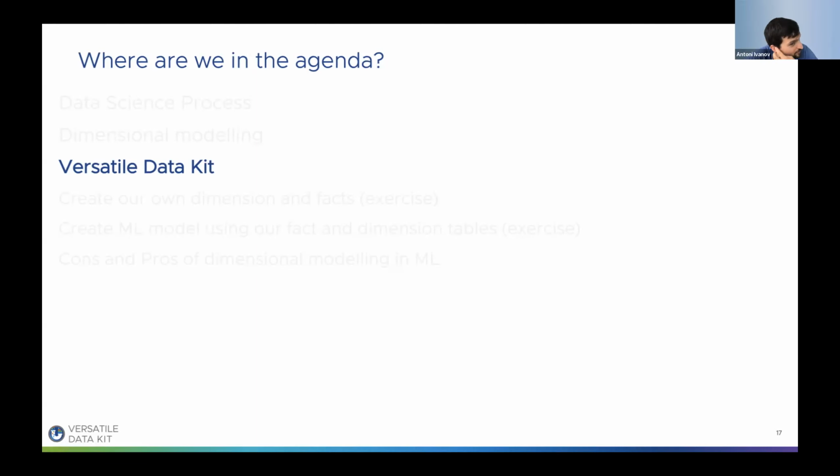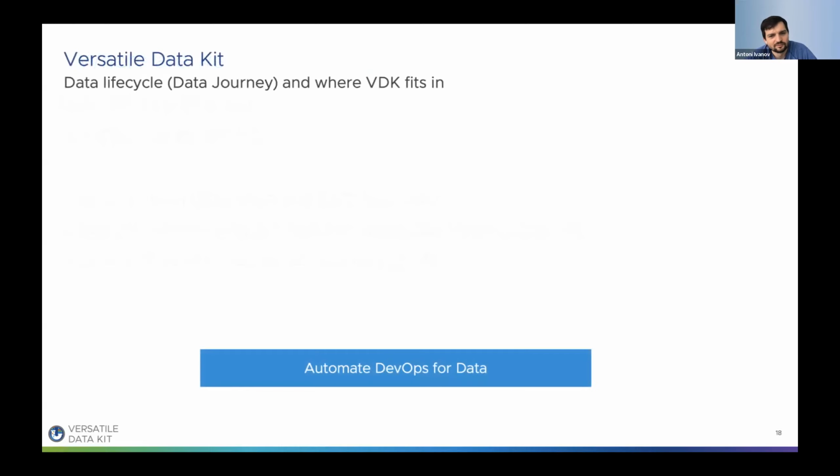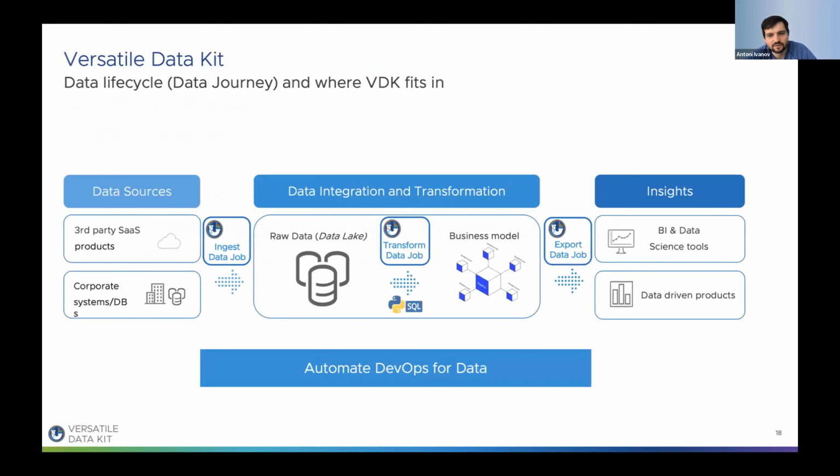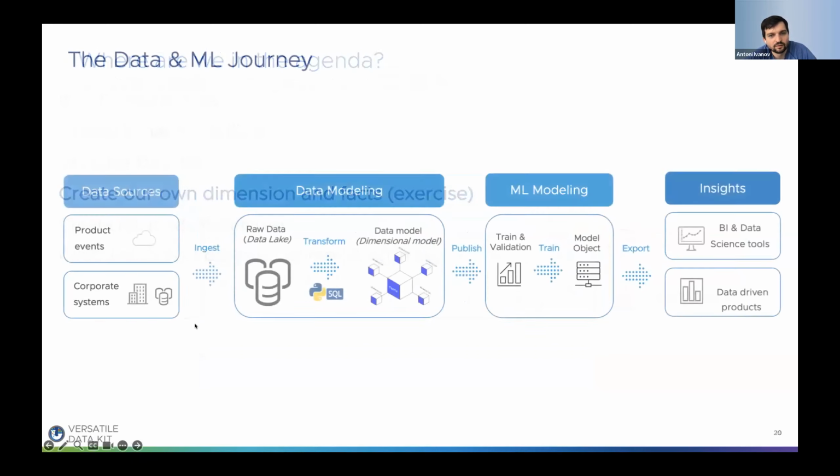Cool. So, yeah, that is a reminder of what Versatile Data Kit is. It provides you the ability to create ingestion jobs, automation jobs, and store jobs. Ultimately, the Kimball data patterns fall into the transform data jobs.